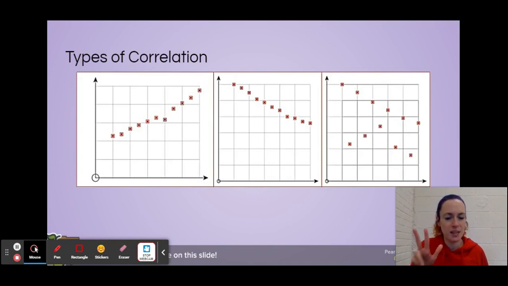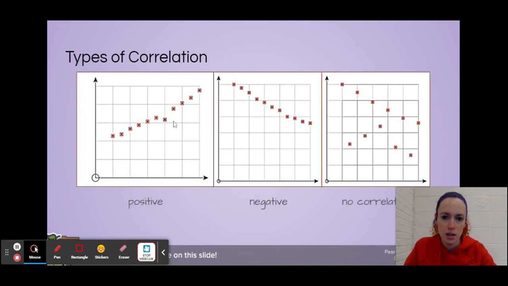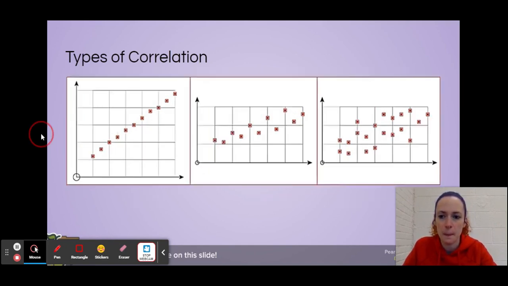So we've got three main types of correlation. We have positive correlation, we have negative correlation, and then we also just have no correlation. And you can tell graphically whether it's positive, negative, or none just based on the trend of the data points. If it goes up, it's positive. If it goes down, it's negative. If you can't really tell, that's when there's no correlation.